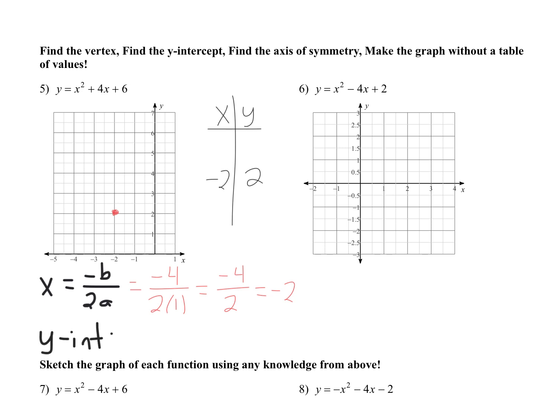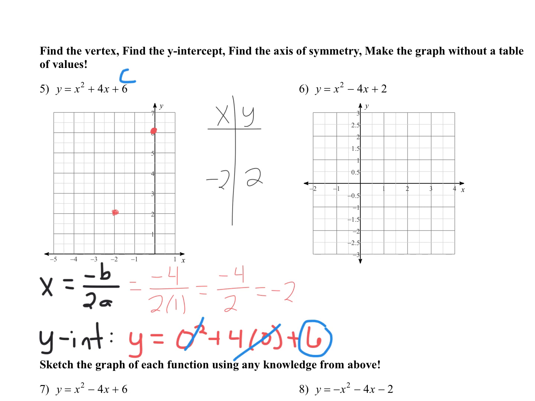Right. How did you get 6? You have to add 6. Correct. So I'm going to plug in 0. So I have 0 squared plus 4 times 0 plus 6. Well, you notice multiplying by 0 always gives us 0. So you get your c value. So your c is always going to be your y-intercept. Okay, so you can go ahead and plot that. Our y-intercept is 6.